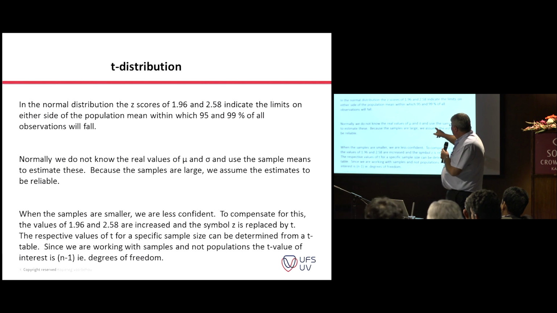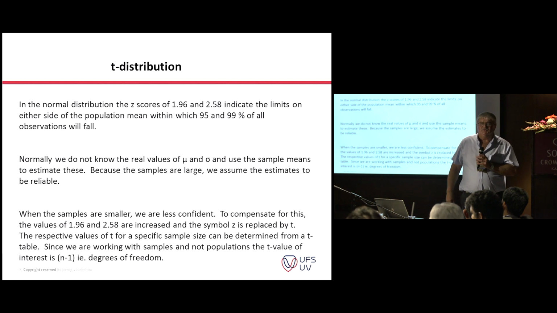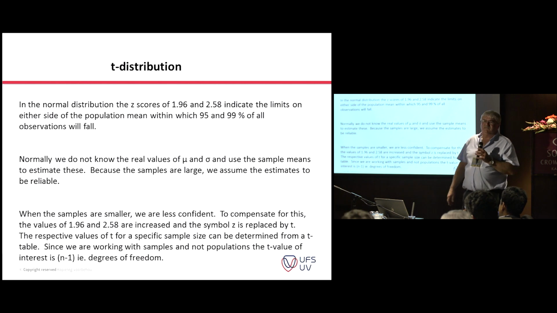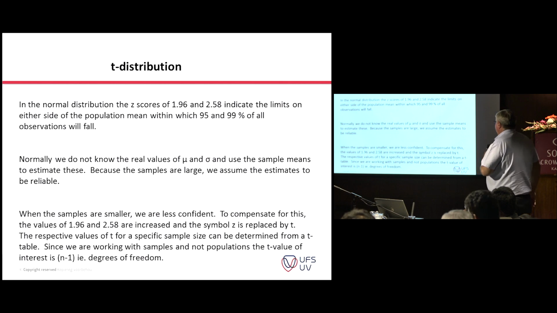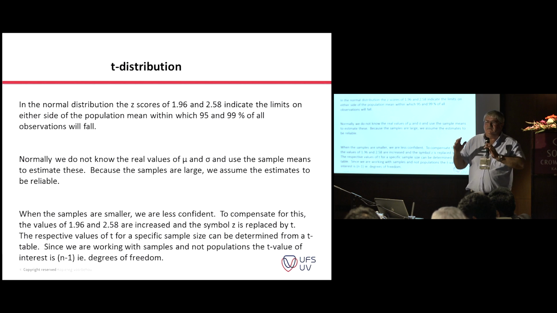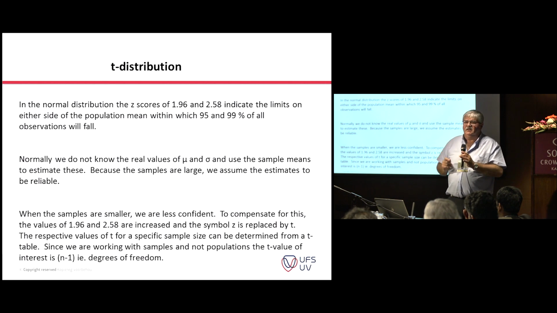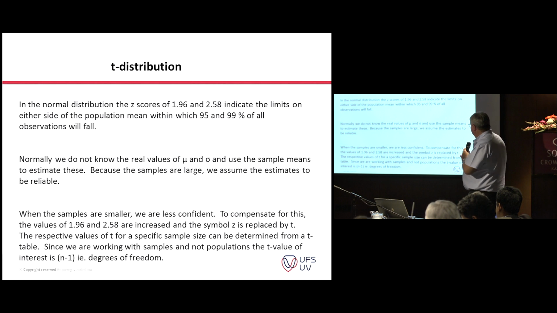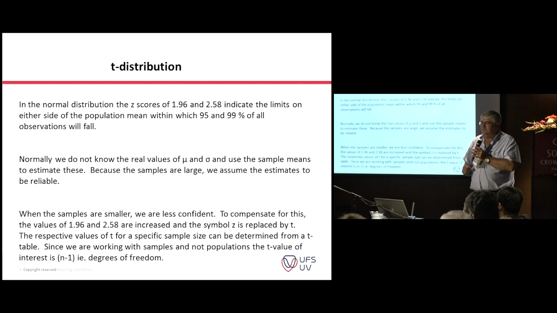Normally, we don't know the real values of the population, and we use our sample means to estimate these. Okay, and because the samples are large, we assume that our estimates are reliable. When the samples get smaller, we are not as sure that we are including that large percentage or 95% of the population.